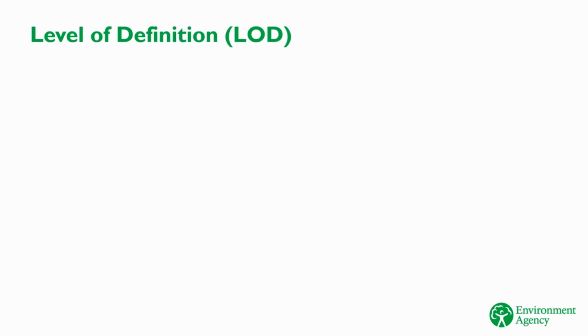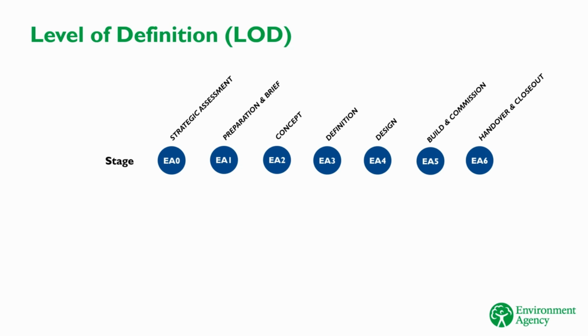The level of definition is defined as a number, which aligns to the stages used in the life cycle of an Environment Agency project. The LOD for a specific element is given as the level of definition you would typically expect at a certain stage, which gives LOD 0 to 6. When specifying information, you can ask for whatever LOD you want. It doesn't have to align to the stage definitions.